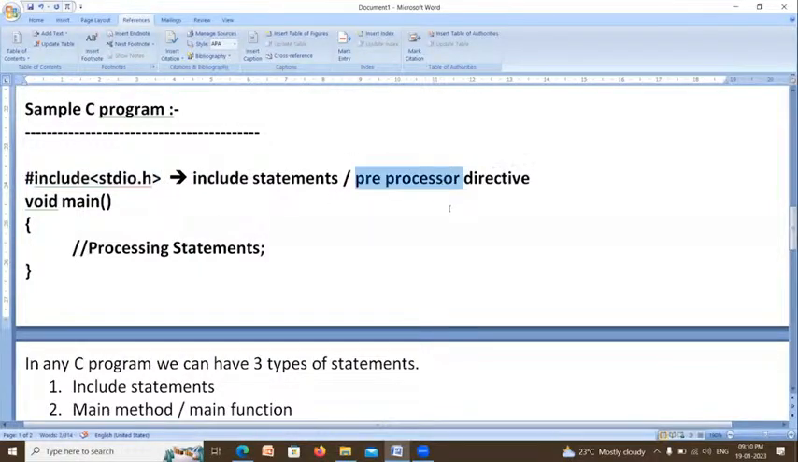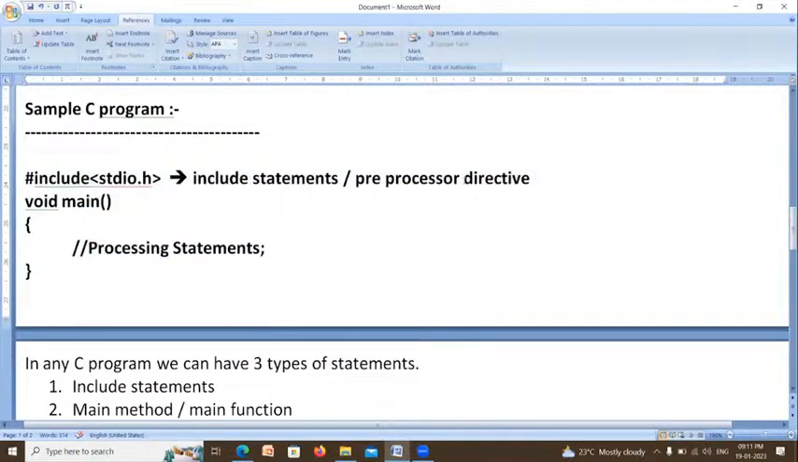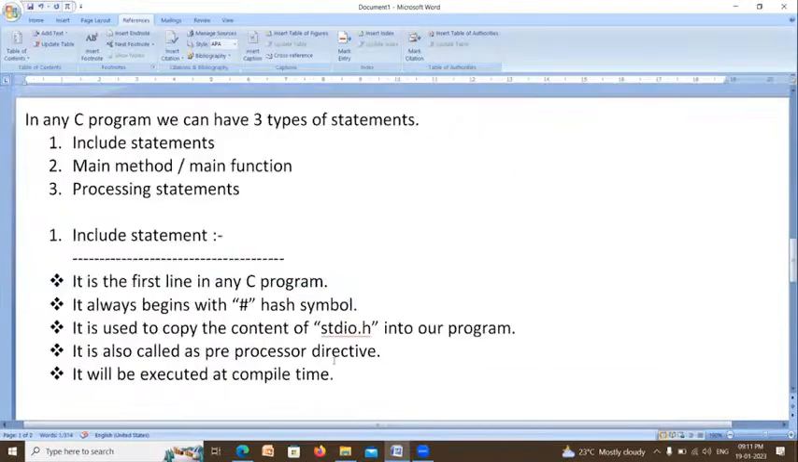Now what is the meaning of directive? Directive means it gives direction to the compiler. Compiler is a software which converts your program into machine understandable program. So it gives direction to the compiler, so it is called the directive.